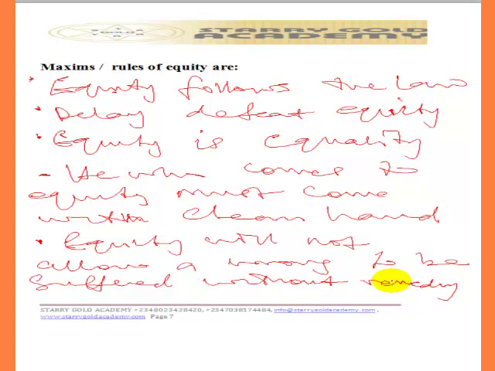Then also number 3, equity is equality, means equity treats everybody equally. Then number 4, he who comes to equity must come with clean hands. That means that if you want equity to assist you, then you must be innocent. Then also equity will not allow a wrong to be suffered without a remedy. So where you suffer wrong, equity is there to give you remedy. So those are the points that bring about the beauty of equity over and above common law.